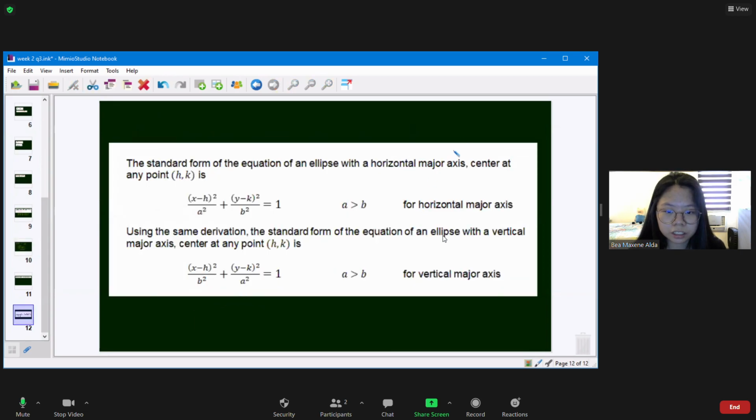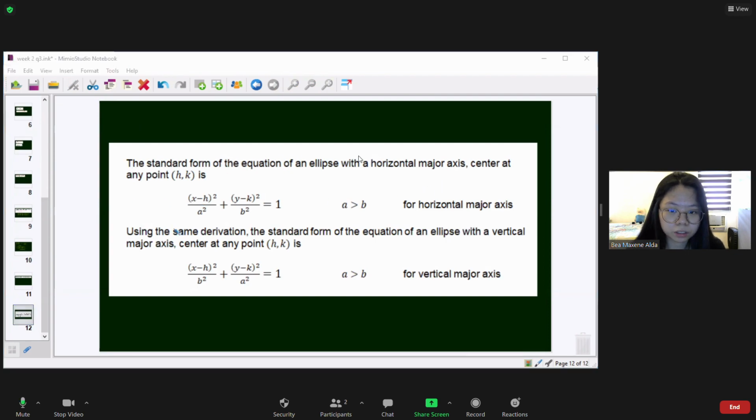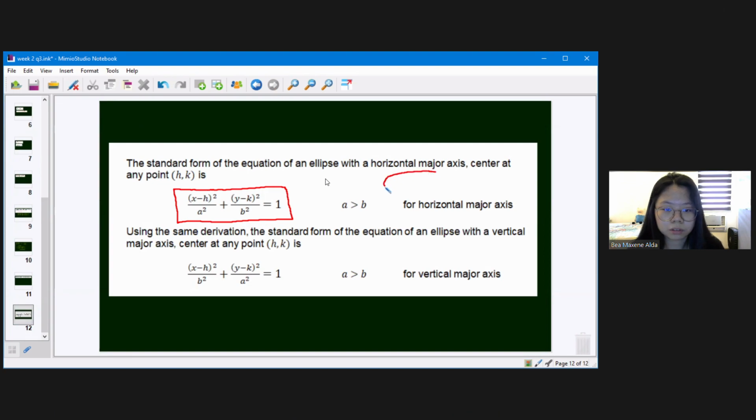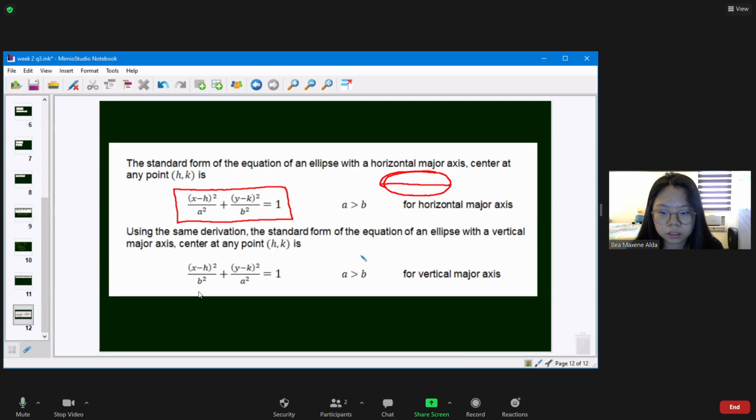Now, to summarize, this is the standard form of the equation of an ellipse. This is with a horizontal major axis, or otherwise, mas mahaba yung horizontal line. So, like yung parang ginawa natin sa activity, ganun. And then over here, mas mahaba naman kapag vertical. So, like this. Ayan.